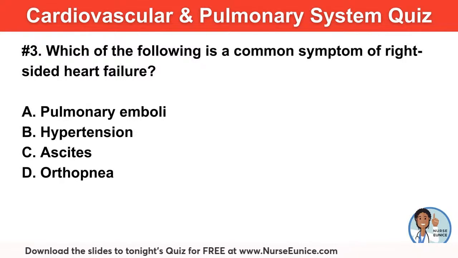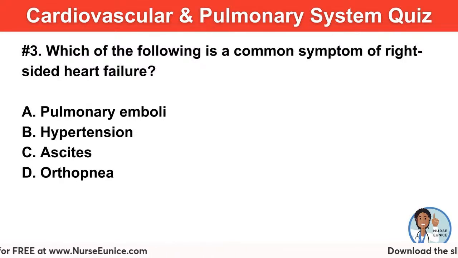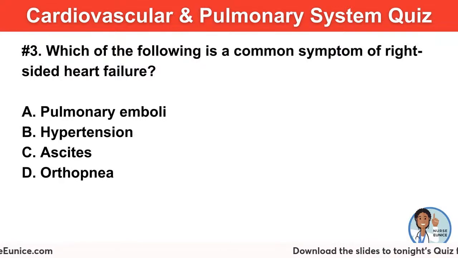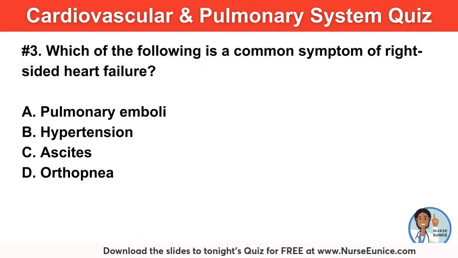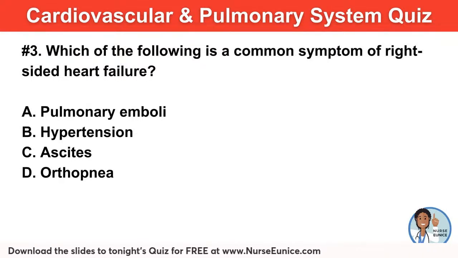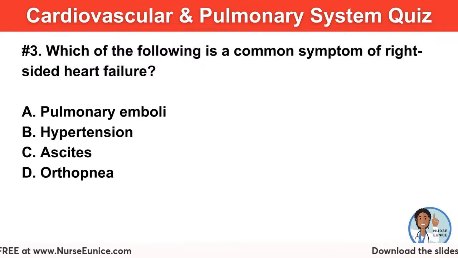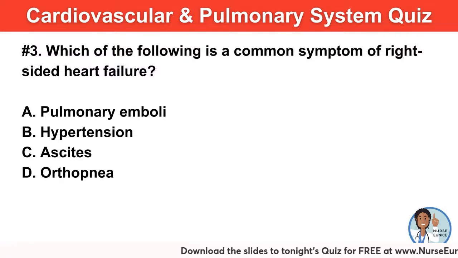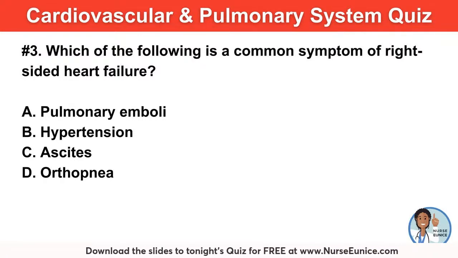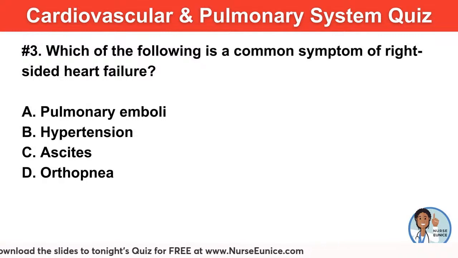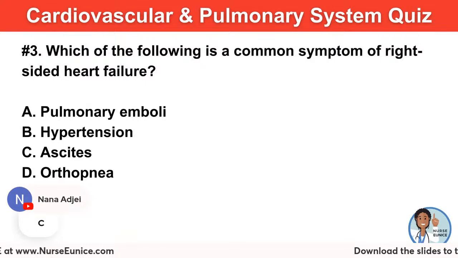Number 3, which of the following is a common symptom of right-sided heart failure? Is it pulmonary emboli, hypertension, ascites, or orthopnea? Right-sided heart failure. All right, Karen says A. Letitia says A. We have a lot of A's. Nana says C. So great job.